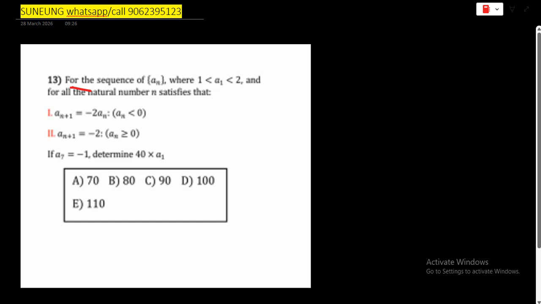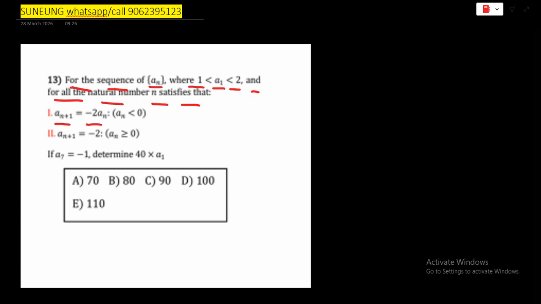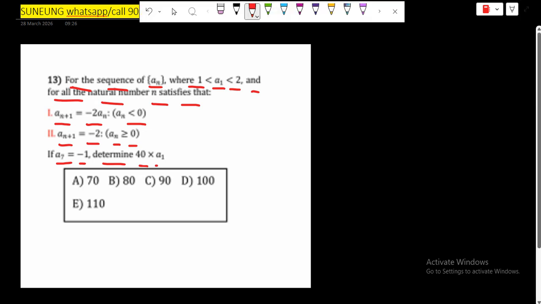For the sequence a_n where 1 < a_1 < 2, and for all natural numbers n, it satisfies a_(n+1) = -2a_n when a_n < 0, and a_(n+1) = a_n - 2 for a_n ≥ 0. If a_7 is -1, then determine 40a_1. Okay, and here are our 5 options.